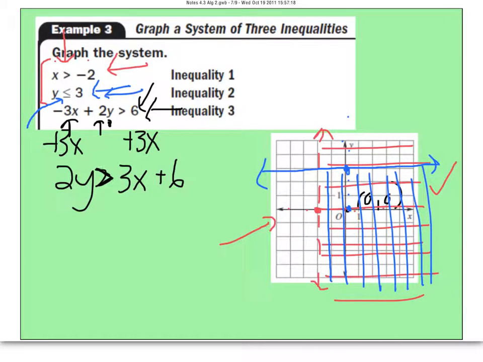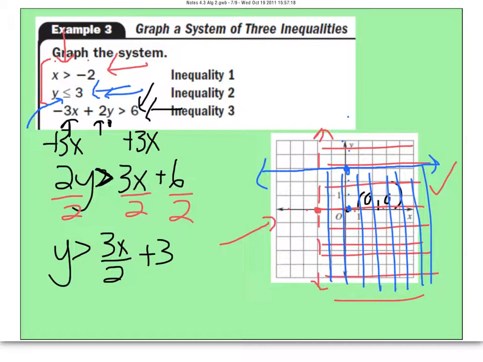That's my inequality there. Wrap it up. It's 2 times y. To get rid of times, I divide by 2 and do that to everything. So I'm left with y is greater than 3x over 2 plus 3. Now let's identify the slope and y-intercept. Slope is with the x, it's 3 over 2. Y-intercept is the constant or the number by itself, which is 3. So to graph this, go to the y-intercept of 3, which is right here.